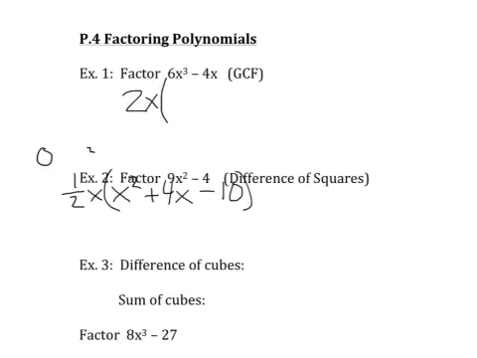I have to figure out what's left over. Basically, I need to divide each term by 2x. So I'm going to end up with 3x squared minus 2. Because there was an x, but now it's gone. So there's my final answer.